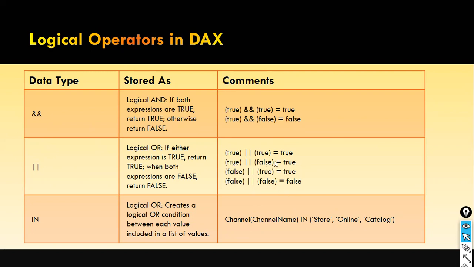The mix of true or false is true. False or true is also true. But both of them false means false only. But here at least one condition should be true so that it will be true. Otherwise, it will be false if both the conditions are false.